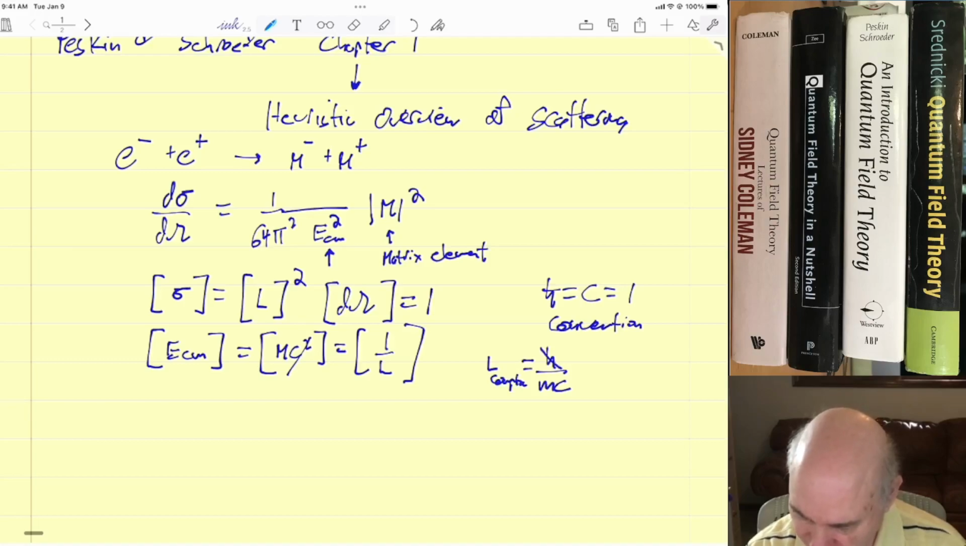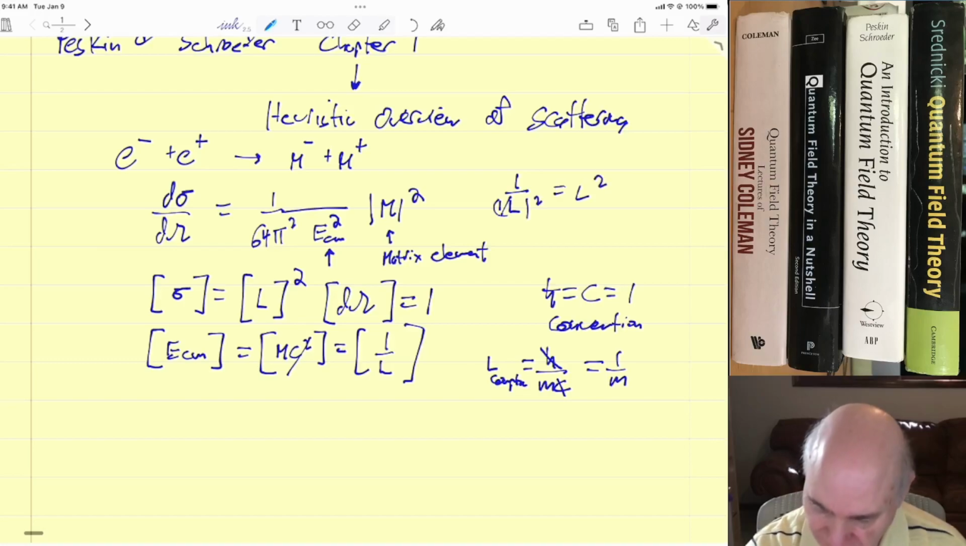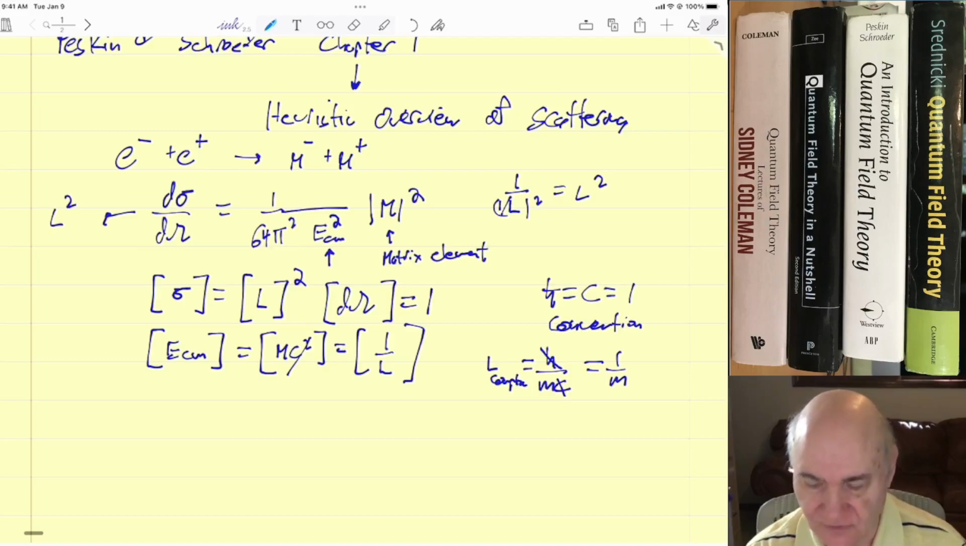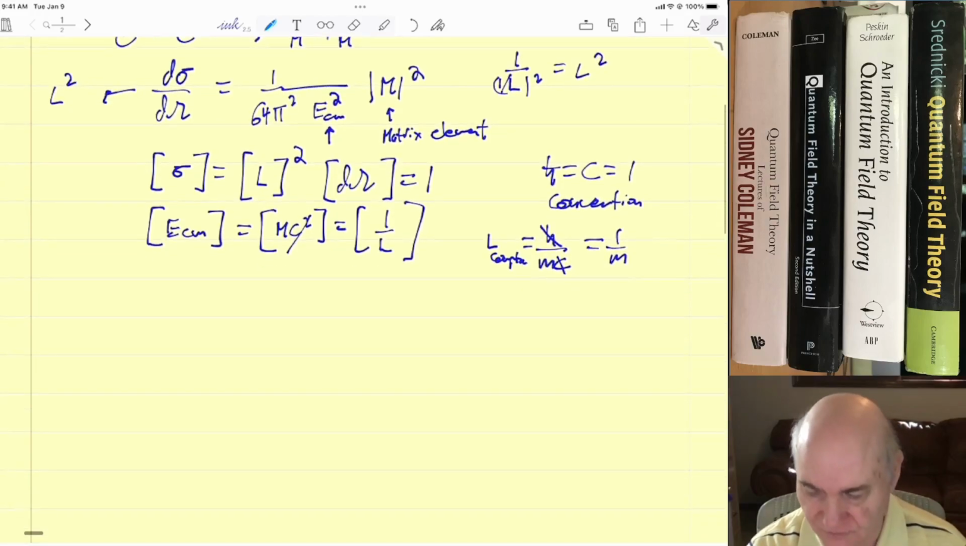Again, we're working in units with these R1, so it's just 1 over m. You should be familiar with, from quantum mechanics, that length and mass are inverse. So the dimensions on the right-hand side is 1 over L squared, which is L squared. And over here we have L squared. So it's dimensionally consistent. So that's where that formula comes from. The 64 pi squared and everything, you're not going to worry about in this chapter.